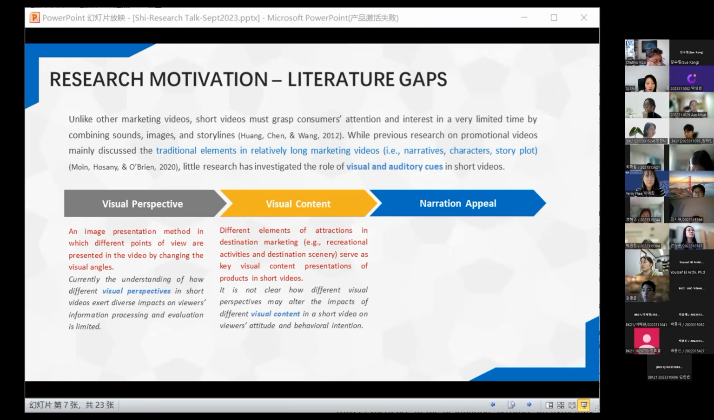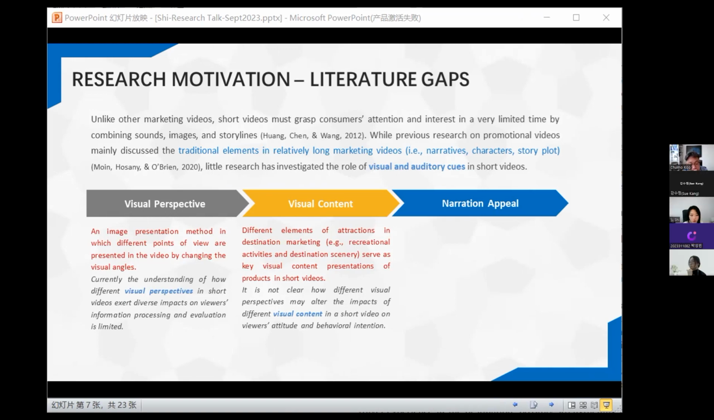But nowadays, it is not clear in the literature how different visual perspectives may alter the impacts of different visual content in the short video. So in other words, we expect that there is an interacting effect between the visual perspective and visual content. Okay.